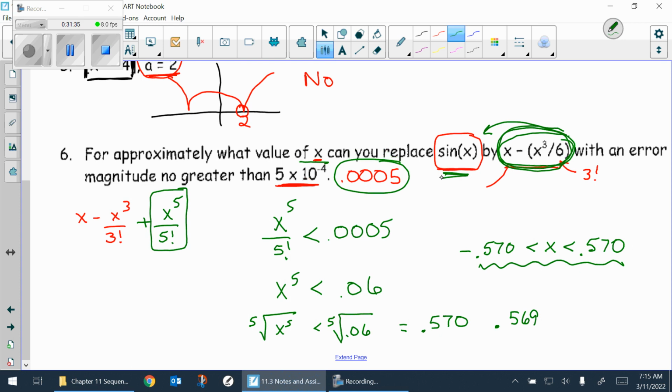All right, assignment is in Schoology. You got 8 problems. Again, the first 4 are kind of review from previous sections. Final 4, dealing more with this error, and how far off are we if we use a certain number of terms of the polynomial to approximate the function?